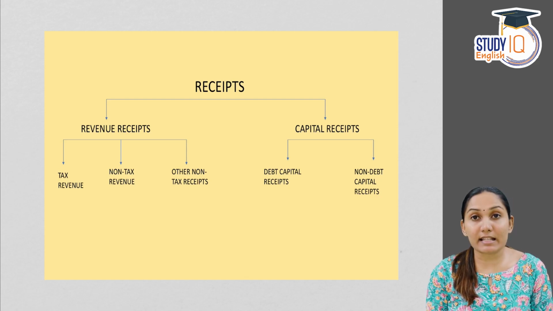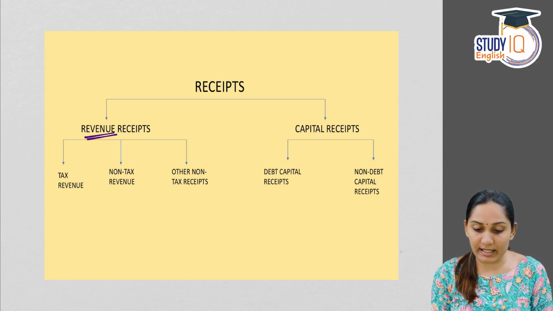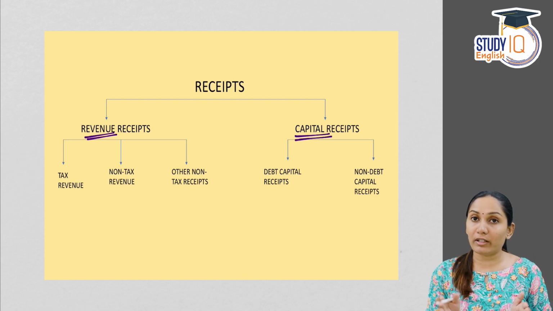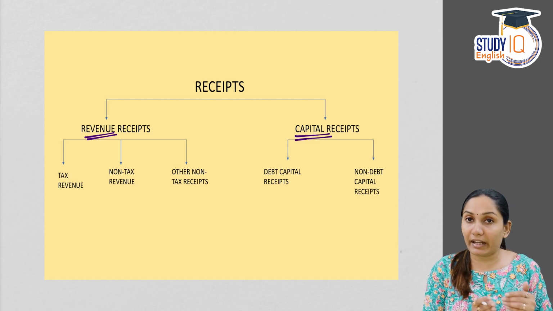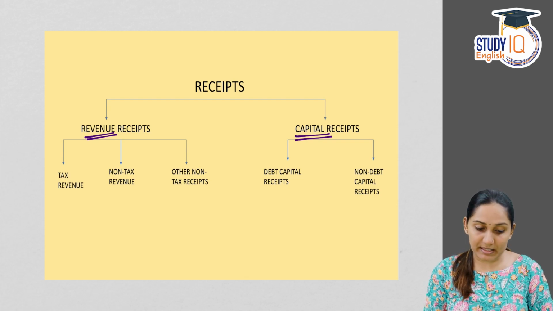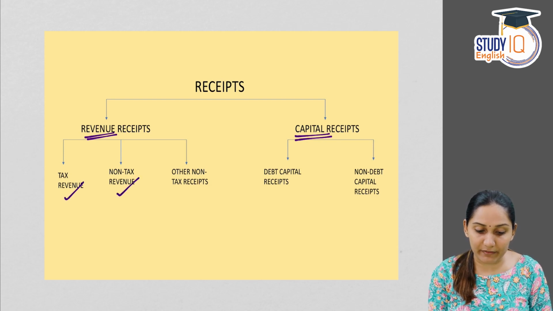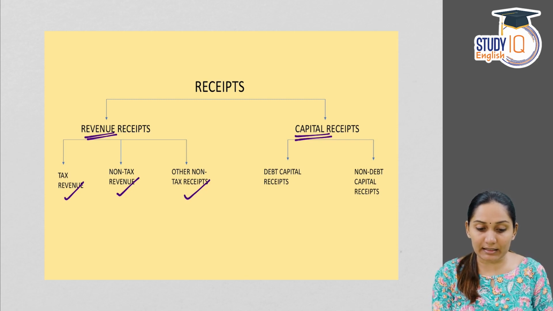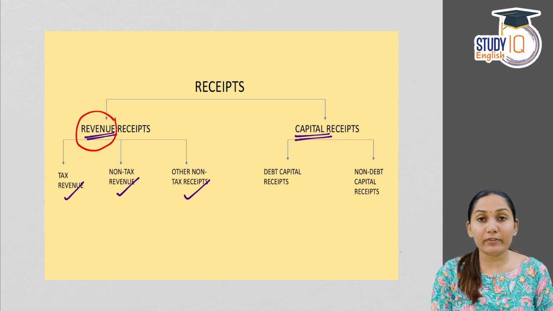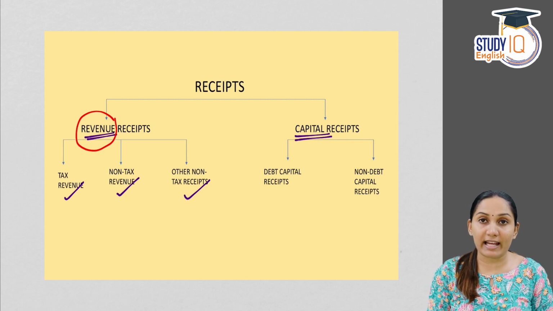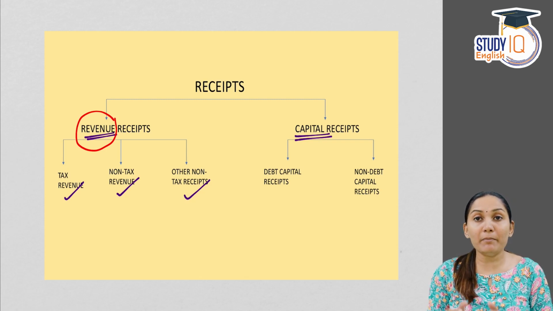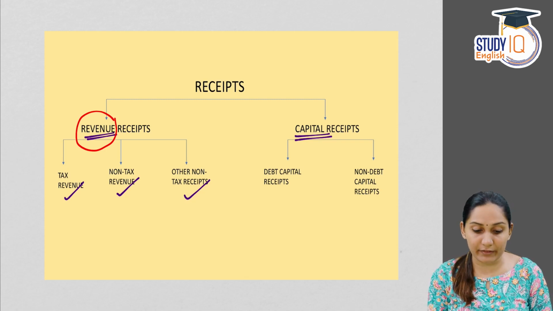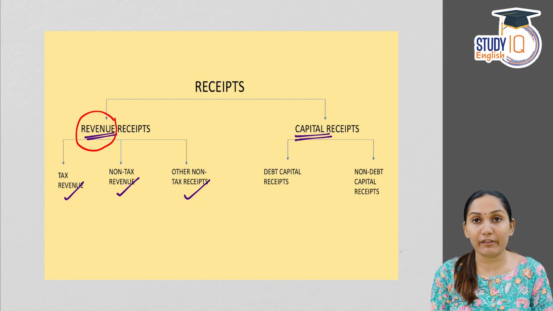Now coming to receipts, receipts can be further divided into revenue receipts and capital receipts. These are the two broad classifications of receipts. Further, revenue receipts can be divided into tax revenue, non-tax revenue and other non-tax receipts. So these are the three further classifications of revenue receipts. If the receipts are from the levy of taxes, we call it tax revenue. From non-tax sources, it is called non-tax revenue, and other non-tax receipts.